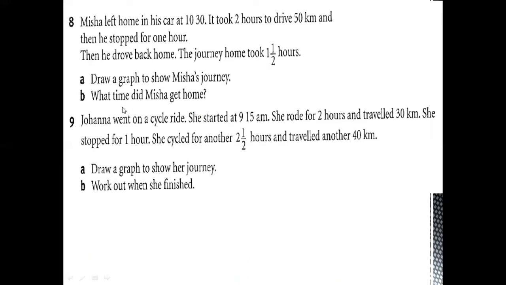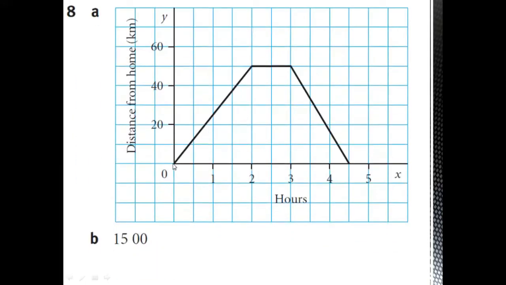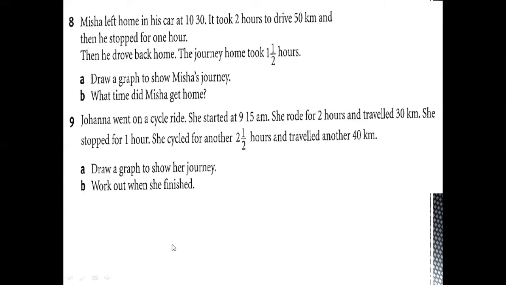So what time did Misha get home? He started at 10:30. We are counting 10:30, 11:30, 12:30, 13:30, 14:30, and 15. So your time should be 15 or 3 o'clock. Okay. Now question number 9.